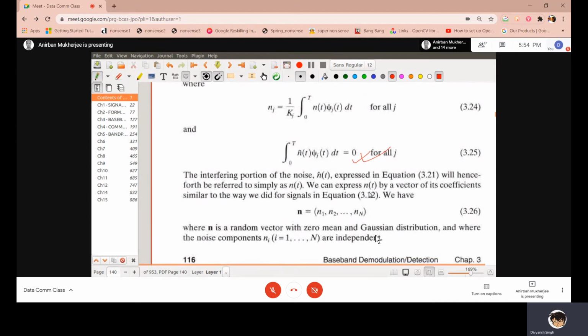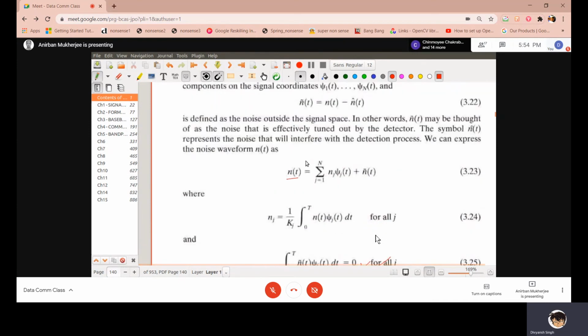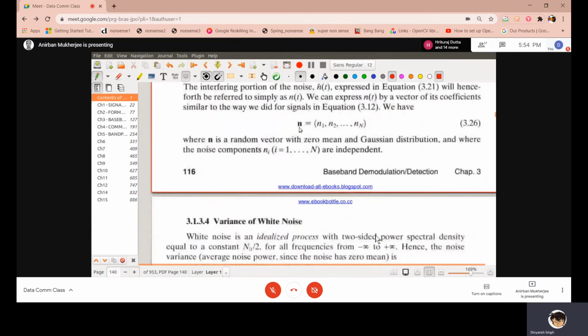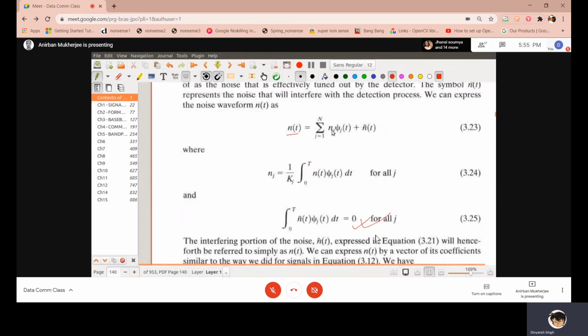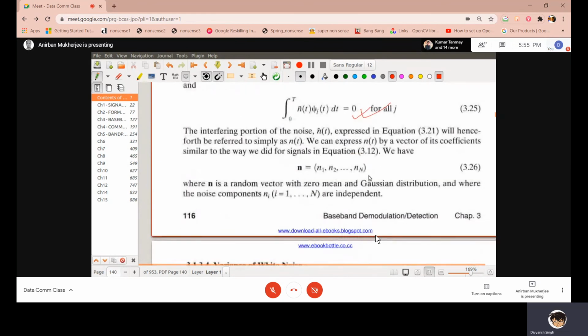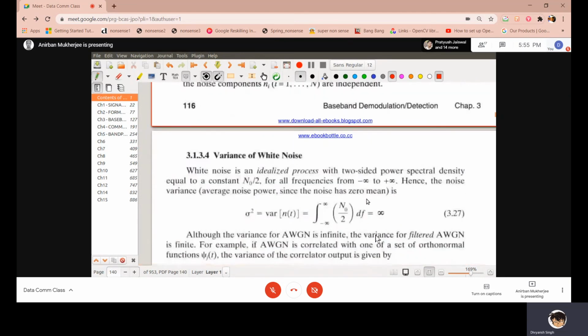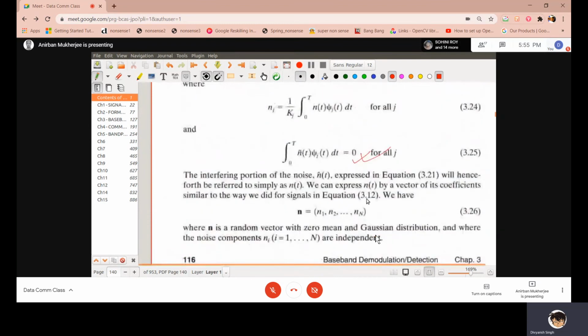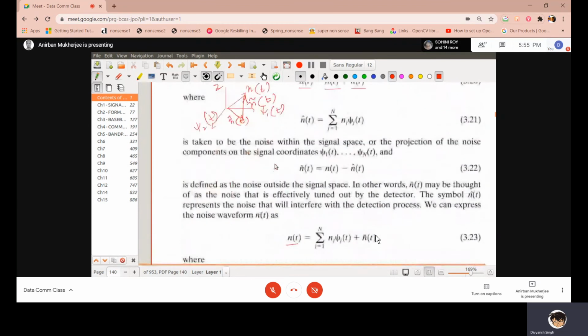Now this N hat t is represented by Psi1, Psi2, up to Psi n, with the coefficients N1, N2, up to Nn. This N is a random vector with zero mean and Gaussian distribution, where the noise components N1 to Nn are independent. So this is about the vector space analysis.